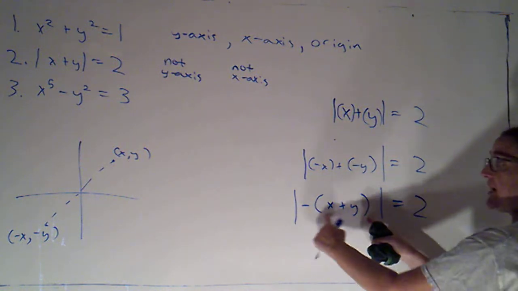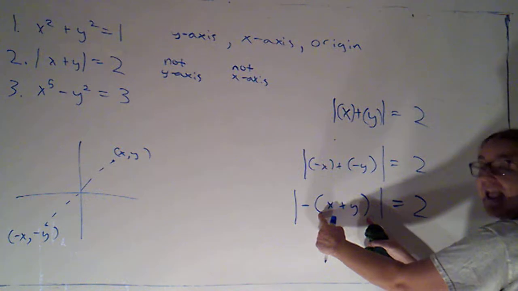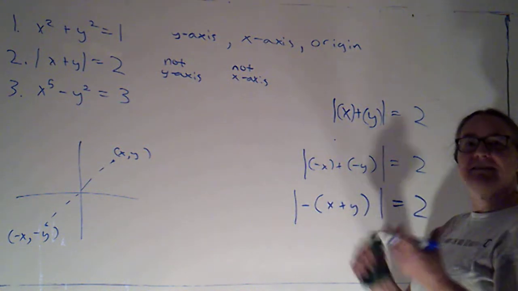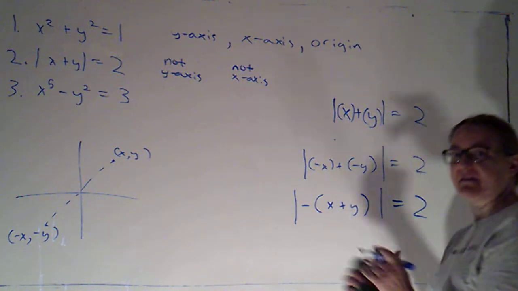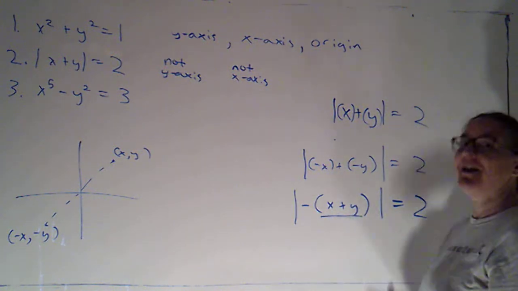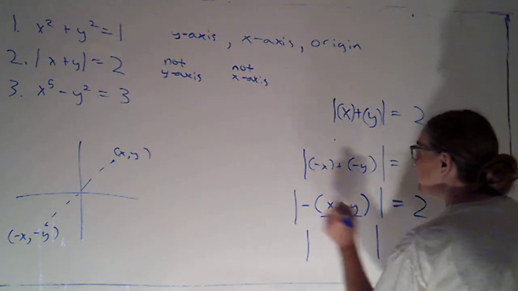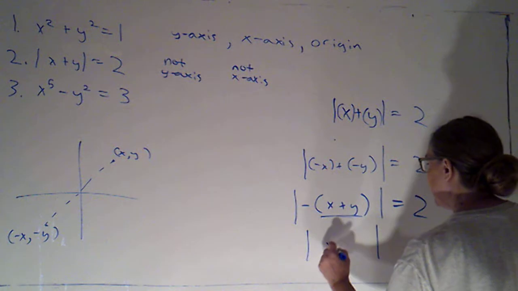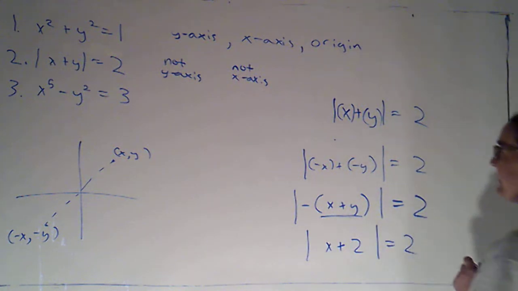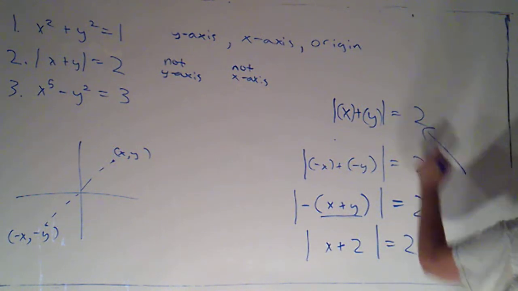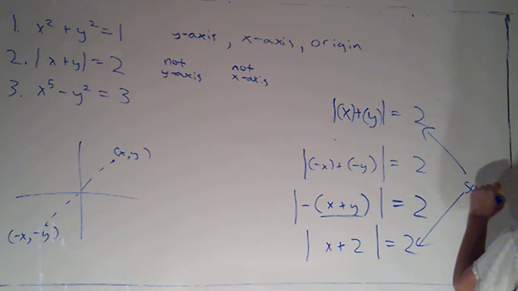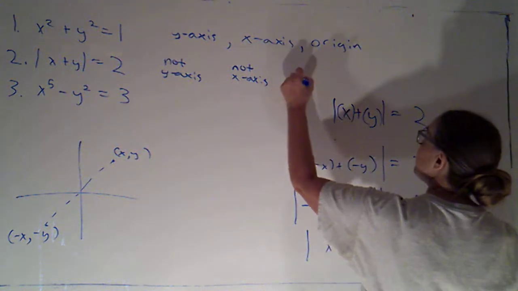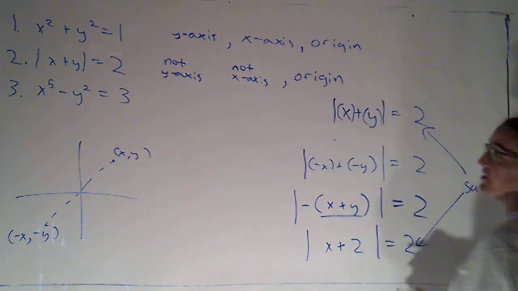Now this negative applies to the whole thing. And we did say that the absolute value of a number is the same as the absolute value of the opposite of that number. Here my number is just x plus y. So now, because the negative applies to the whole thing and not just one part, I can say that this does simplify to the absolute value of x plus y equals 2. That's the same equation. So yes, this does have symmetry about the origin.